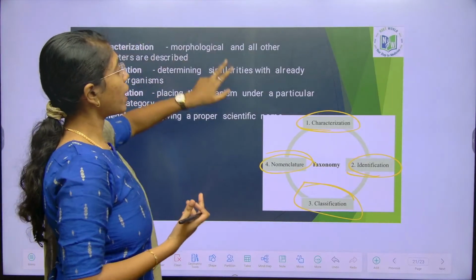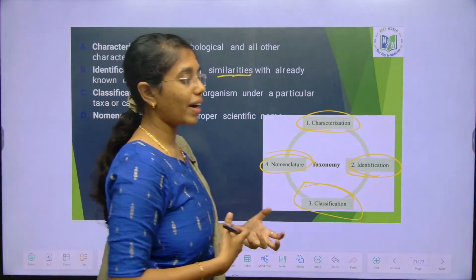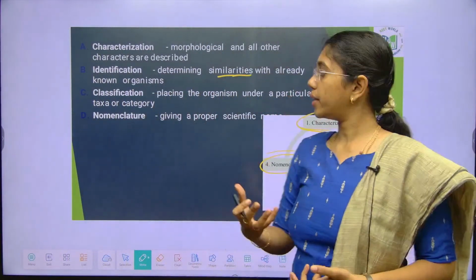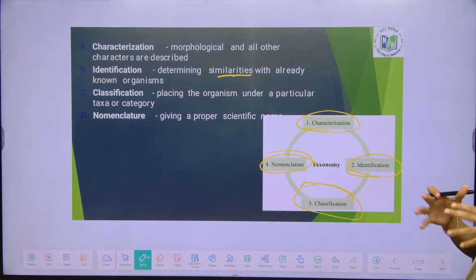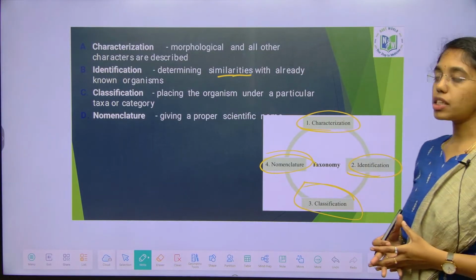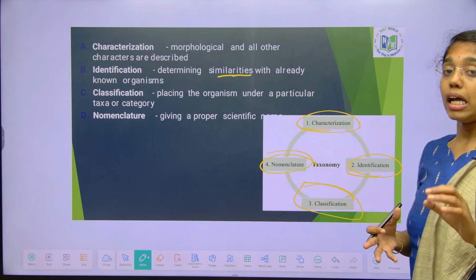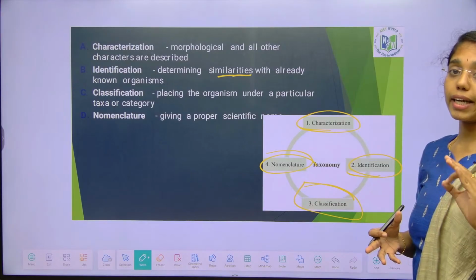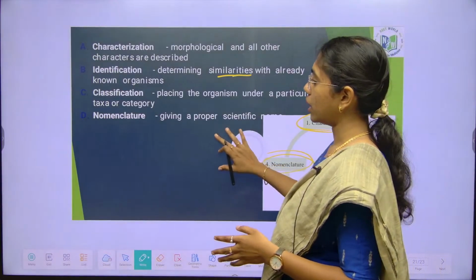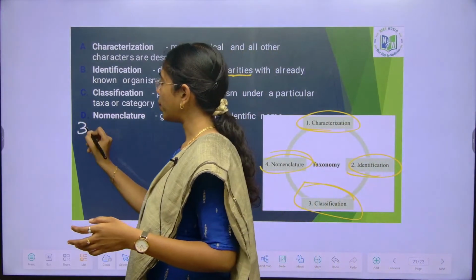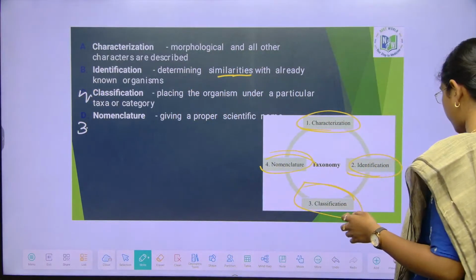Identification is determining the similarities with already known organisms, by using standard herbaria. Classification is placing the organism under a particular taxon category. Likewise, we have 7 obligate categories which you are going to learn later in this chapter. Third, you will come across nomenclature, giving a proper scientific name.